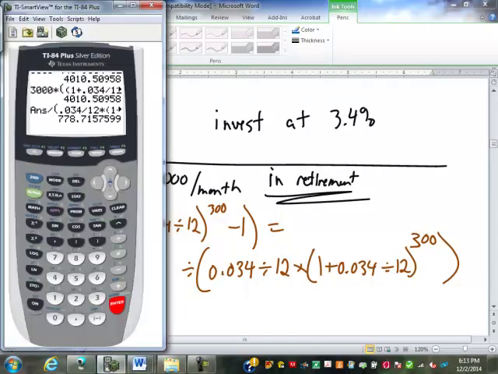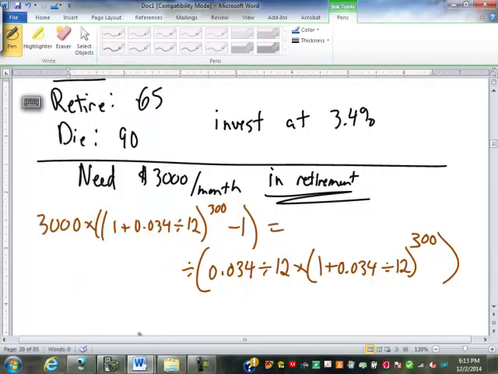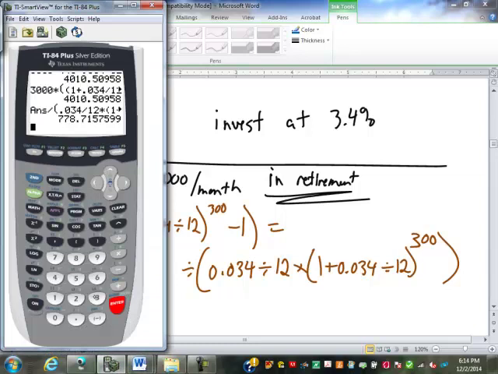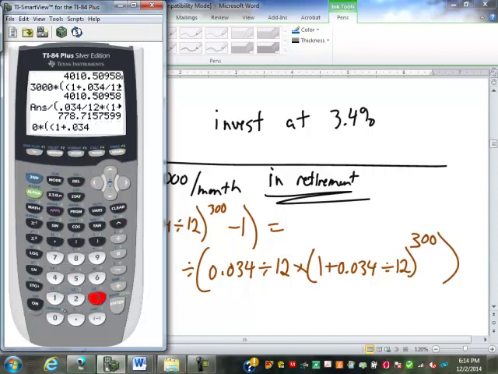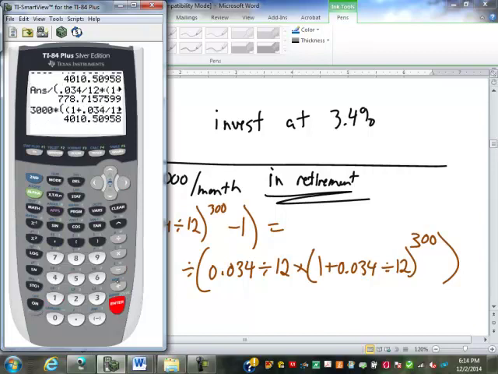Let me try it again. See what happened. What should the numbers be? I couldn't even say, shooting from the hip here. So 1 plus 0.034 divided by 12, close to the power of 300, minus 1, close. Okay, that's looking okay.